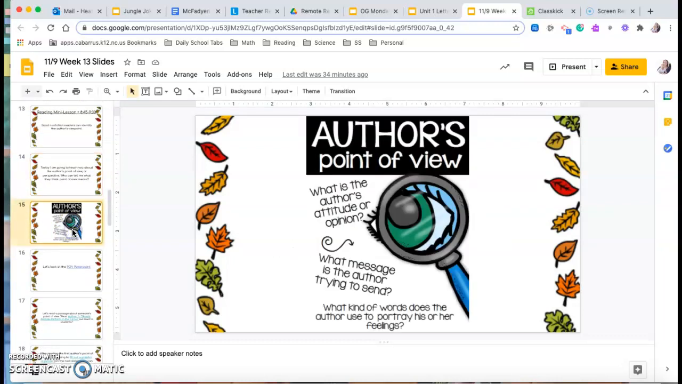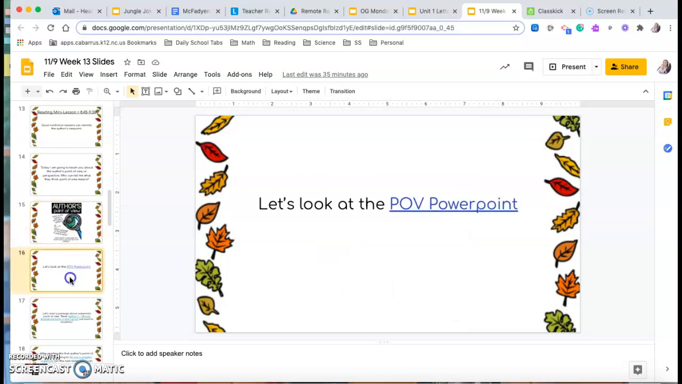So if we look at this poster, point of view says what is the author's attitude or opinion? What message is the author trying to send? What kinds of words does the author use to portray his or her feelings? When we read, the author wants us to be thinking about something in particular. That's why they write it the way that they do. We're going to take a look at this point of view PowerPoint.